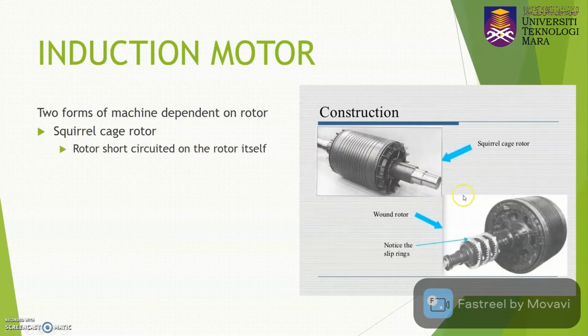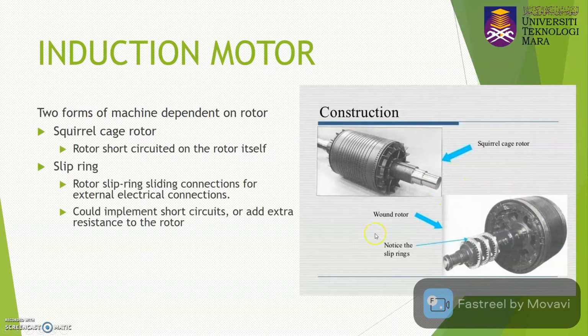The next type of rotor winding is the wound rotor, or we can call it a slip ring. The wound rotor basically has the same form as the stator winding, but the terminals of the rotor winding are connected to three slip rings. Notice these slip rings. The rotor slip ring sliding connection is used for external electrical connections. The slip rings can either be short circuited, or you can add extra resistance to the rotor by connecting external resistance to the slip rings.